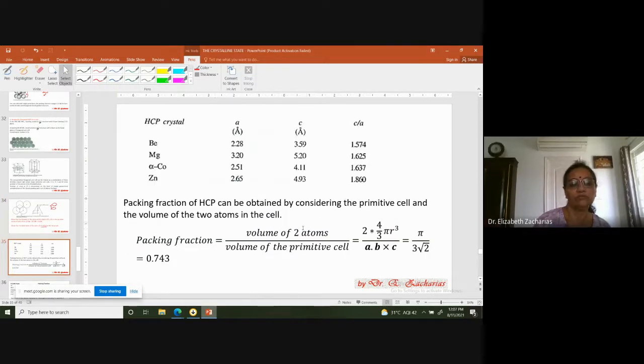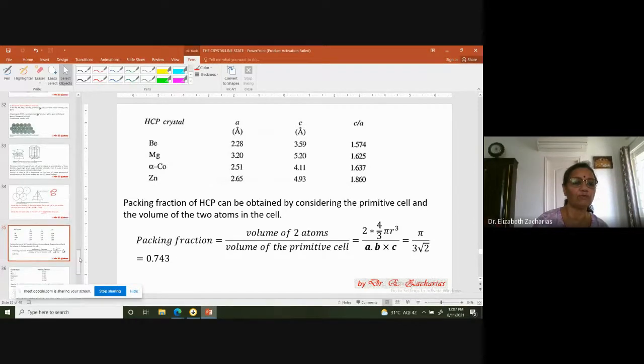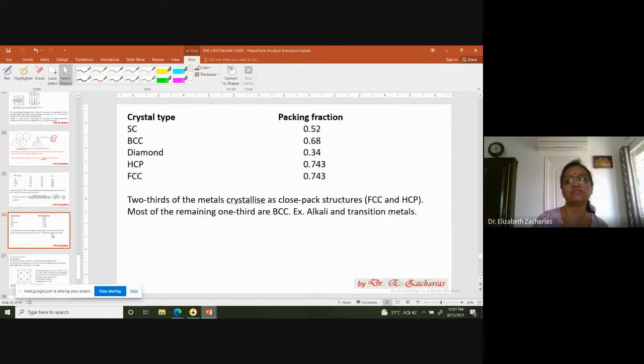Then for HCP, what is the packing fraction? The packing fraction will be 0.74. It is highest for HCP, hexagonal close pack. So the packing fraction is 0.74 not only for HCP, it is also the same for one more structure, that is FCC. See here, I've just summarized everything.